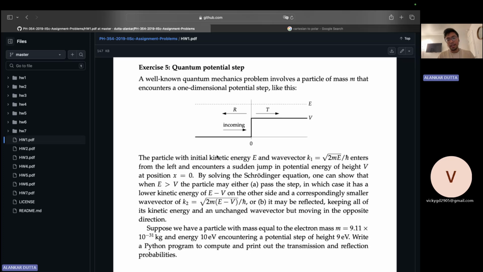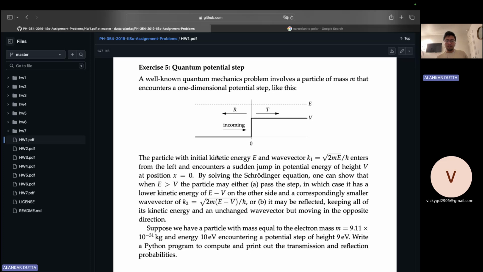So this is a classic example. This V is the size of your potential. You can think of it as the barrier that the wave is encountering. If the wave has an energy more than V, then the part of the wave that goes to the other side gets an energy of E minus V, while the part of the wave that gets reflected gets the rest of the energy and gets reflected back. But the wavelength of the waves changes, and that depends on this energy difference.